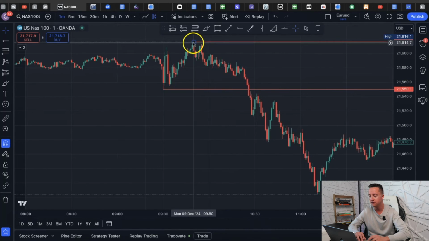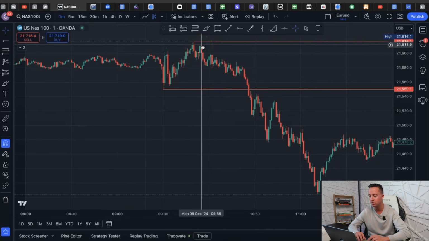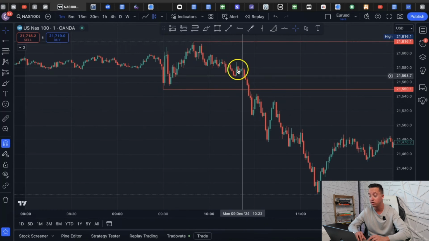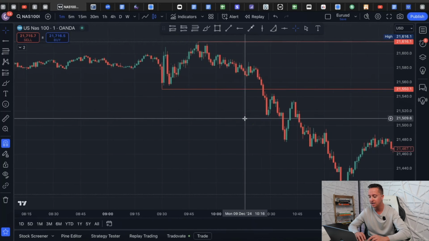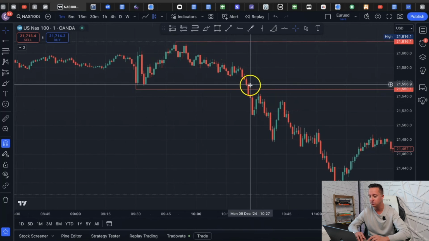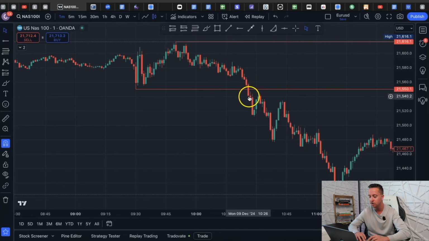So this high failed to be broken right here. It showed us that it didn't want to break. Now what we would have to do is wait for this low right here to be broken. So the way that you can identify a low or a high being broken is you want to look at the candle. Notice how the body of this candle closed all the way down here.